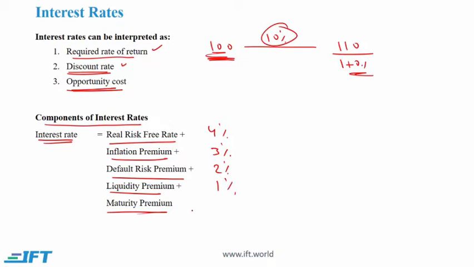And this is a 5-year bond. So we have a maturity premium. And let's just say that that maturity premium is 1%. If we have all these numbers, then the relevant interest rate for this bond will be 11%.